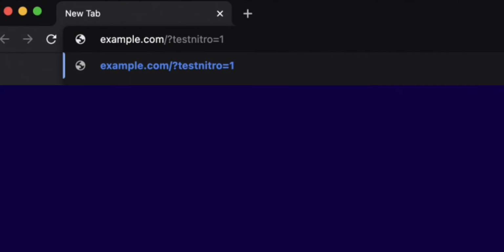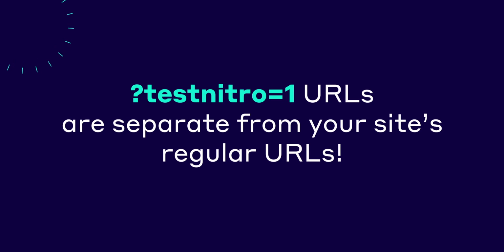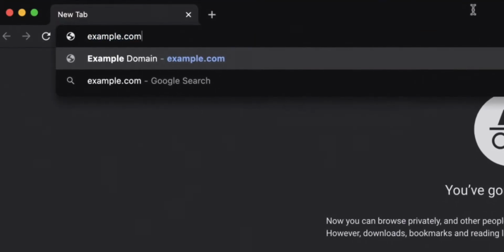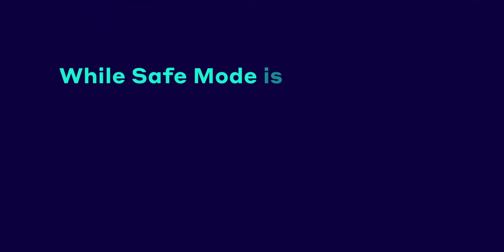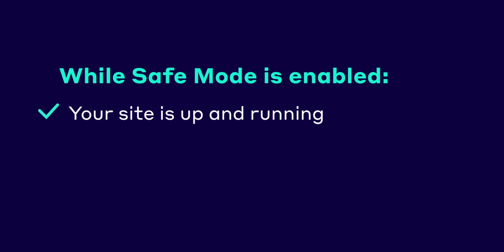These URLs are separate and isolated from your site's regular URLs. No one accesses them unless they manually enter the test parameter. At the same time, your website's visitors continue to land on the regular URLs. Put simply, while the safe mode is active, your website is up and running as if NitroPack is disabled.